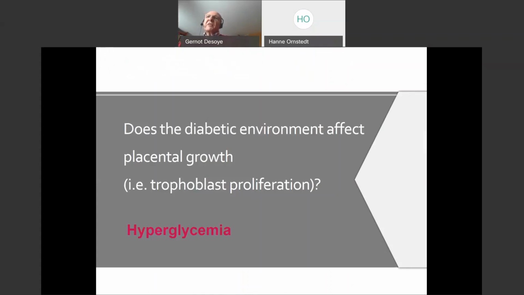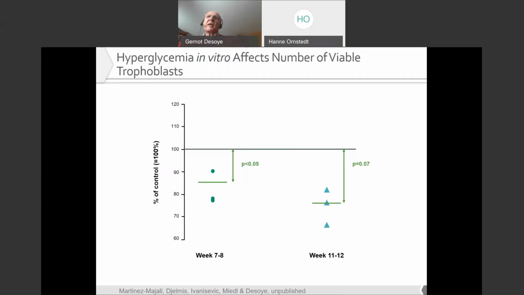So the question is now, if there is a reduced placental growth in type 1 diabetes in the first trimester, what may account for this? And of course, the first idea that we have come up with was that hyperglycemia may be one of the drivers of reducing placental growth. And in order to address this, we isolated trophoblasts from the first trimester placenta and exposed them to 25 millimolar glucose versus 5.5 millimolar glucose, which served as the controls. And we exposed the cells to the glucose for 24 hours and also for 48 hours.